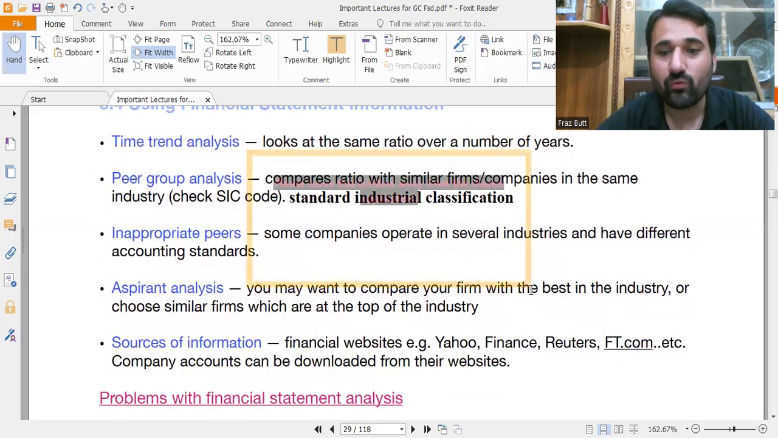Then aspirant analysis. You may want to compare your firm with the best in the industry or choose similar firms which are at the top of the industry.